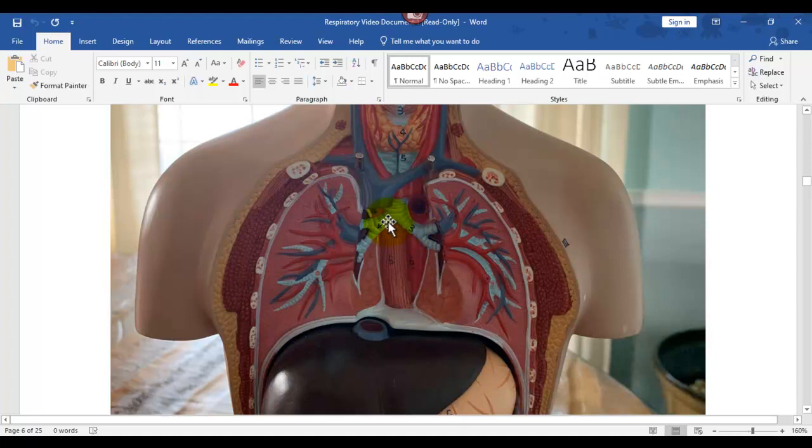See, here's the left side. That's the right side. You see the smaller branches. There's one, two, there's a third. Over here, there's two, the smaller ones. Those are called secondary bronchi. So this is the left secondary bronchi, the left primary bronchi, the right primary bronchi, and then the right secondary bronchi.